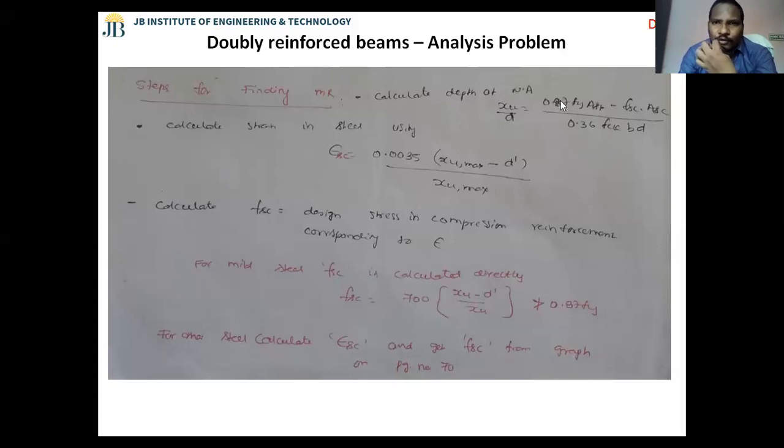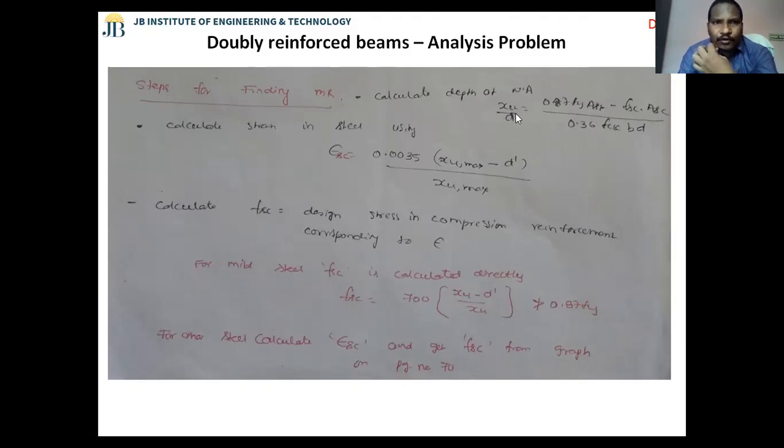Just remember, only this equation is available: 0.87 fy AST by 0.36 fck bD. But for doubly reinforced beams, we deduct fsc ASC value. So that much stress is deducted in the numerator to find out the depth of neutral axis.